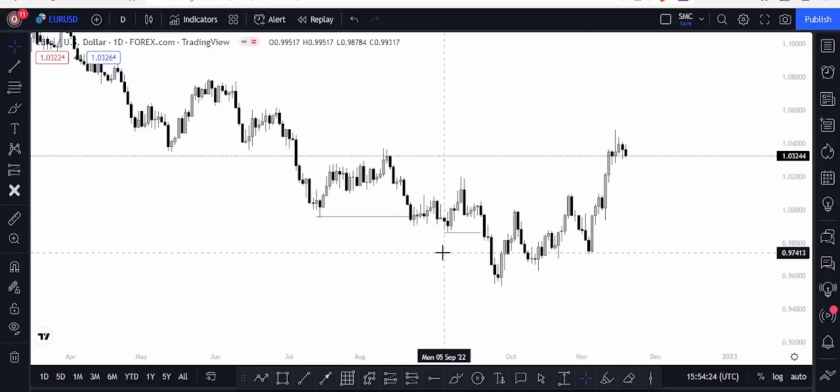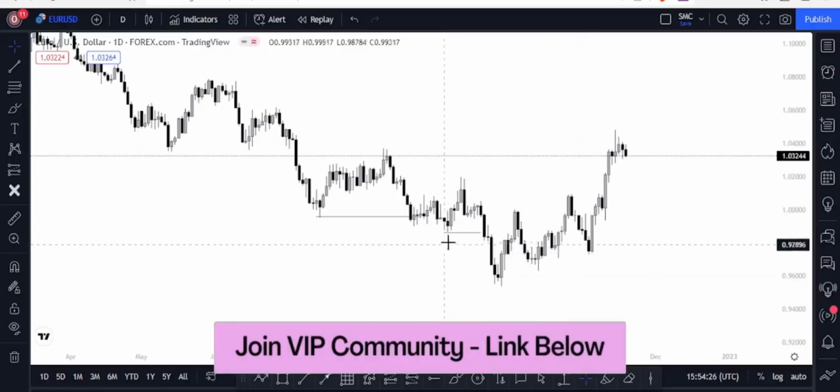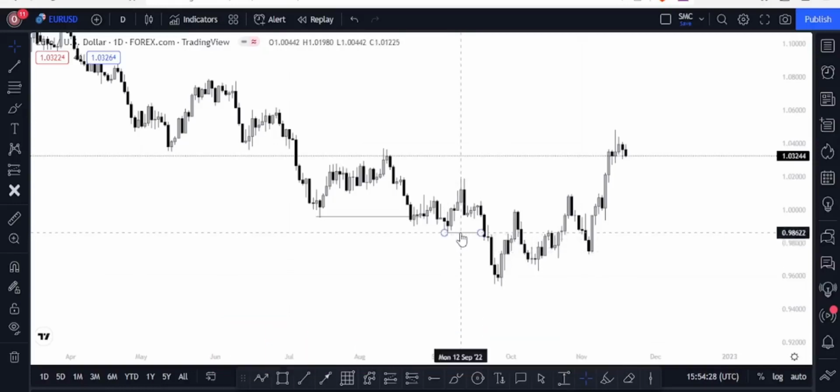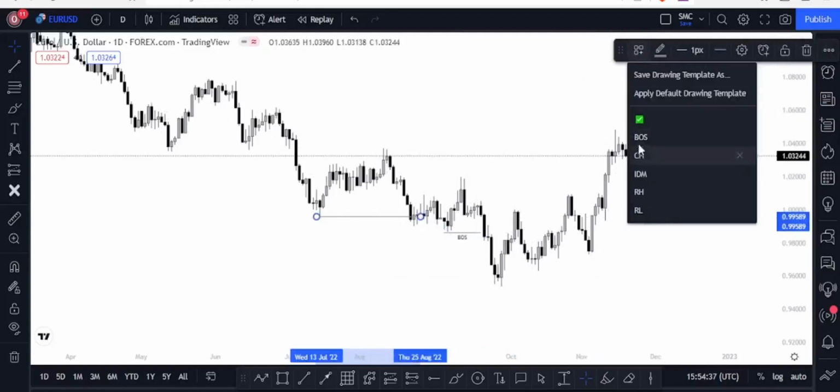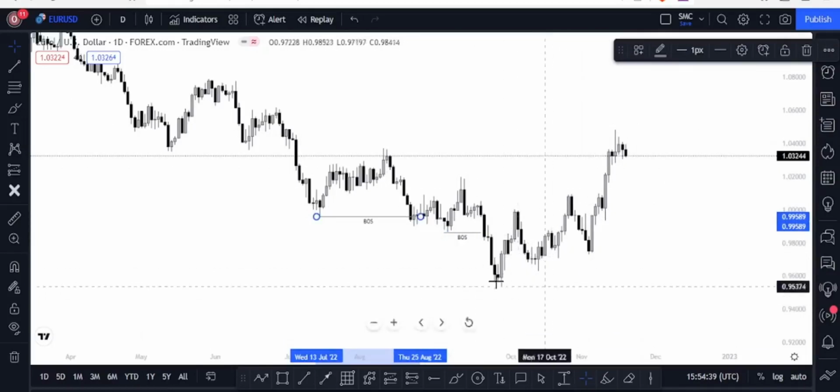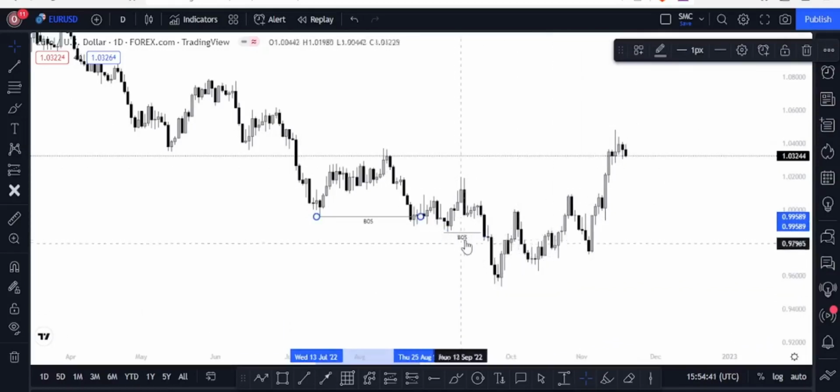Okay, now with that being said, let's go back. So we have a break of structure here. Let me quickly denote that so that you understand. We have a break of structure there. We have a break of structure here as well. This is the most current break of structure.